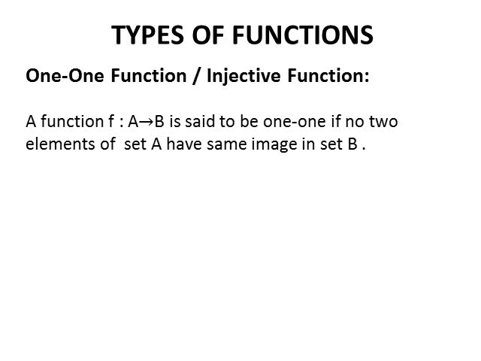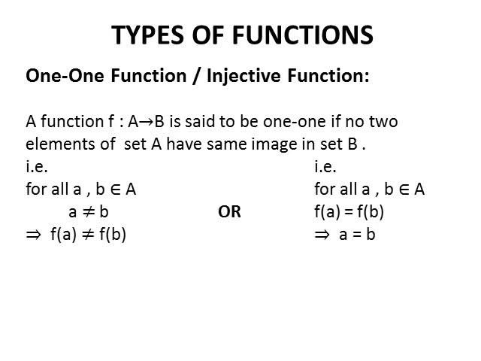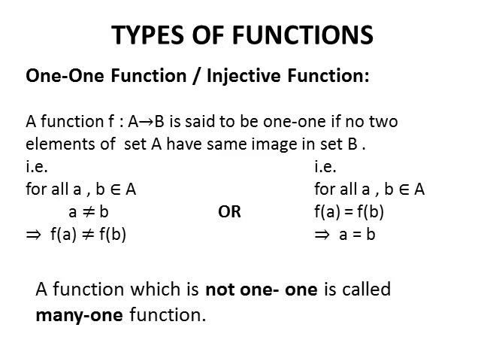A function f mapping from A to B is said to be one-one if no two elements of set A have same image in set B. That means for all a, b belongs to set A, if a is not equal to b, then f(a) is not equal to f(b), or for all a, b belongs to A, if f(a) is equal to f(b), then a is also equal to b. A function which is not one-one is called many-one function.